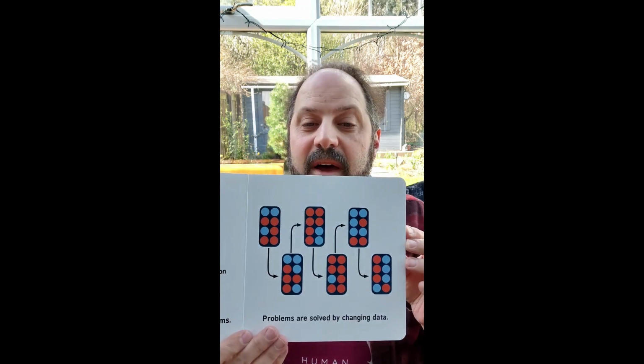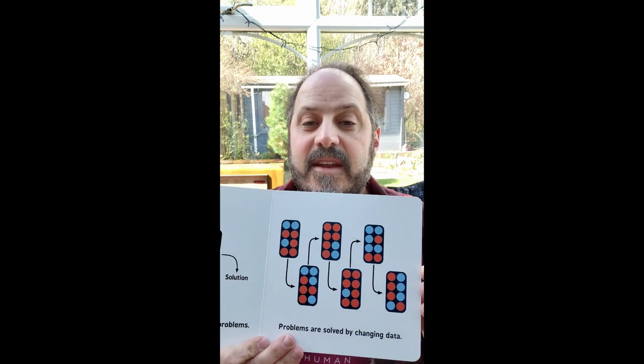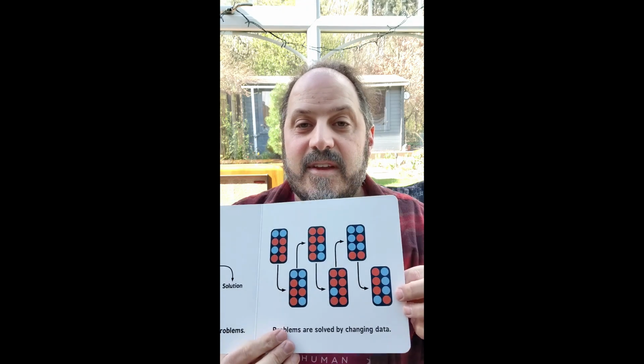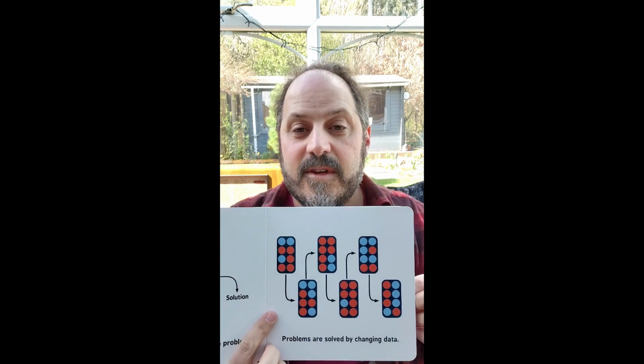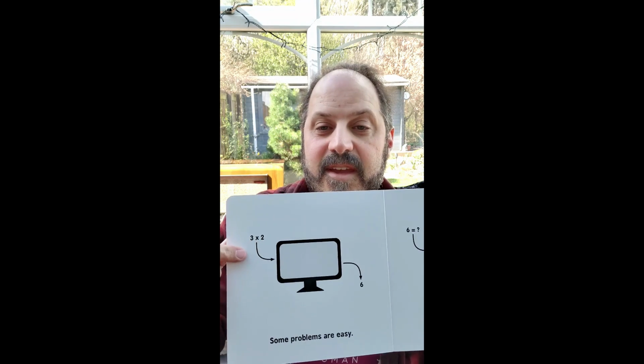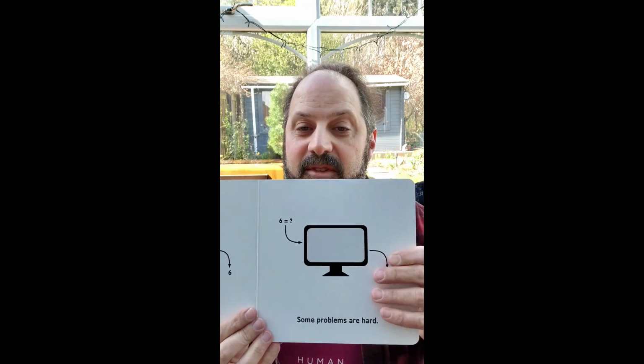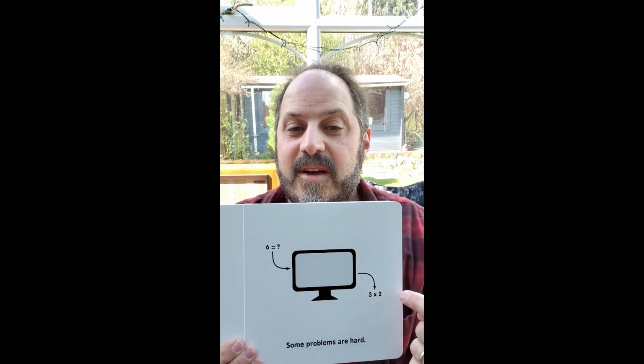Problems are solved by changing data. That is to say that the data that the computer uses processes it, and the ones and zeros move around to help solve the problem. Some problems are very easy. 3 times 2 is 6. You'll learn your multiplication tables soon, and that is a very easy one to learn and solve. But some problems are hard. Here's one. How do you get 6? Well, the computer has figured out that it is 3 times 2, but you can ask it much more difficult questions.